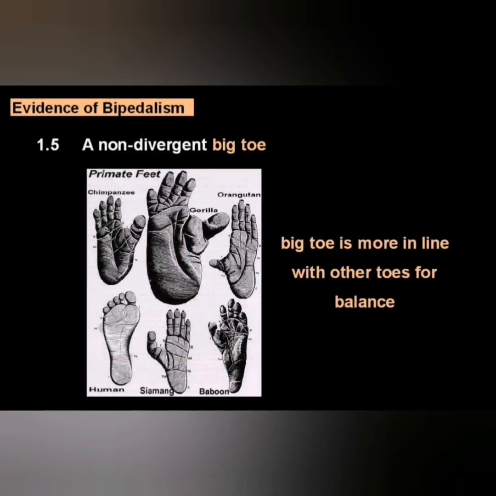Apes climb trees, and for this reason, their big toe is completely divergent. In other words, their feet would look like a human hand, with the big toe separate, off to the one side, like a human's hand would be. However, animals or humans that are bipedal will have a non-divergent big toe, which means the big toe is more in line with the other toes.